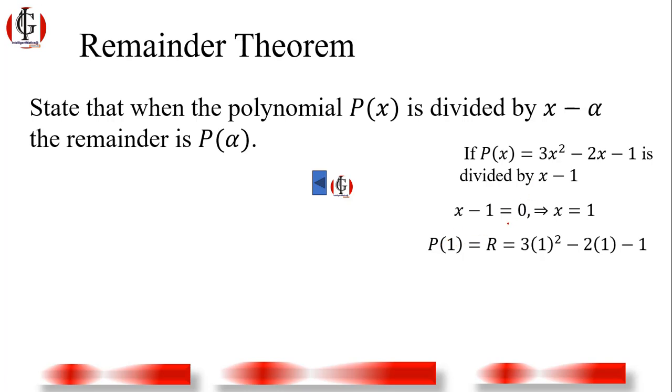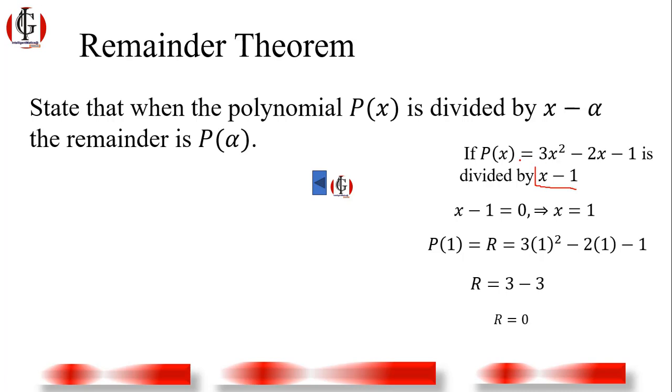P of 1 equals the remainder, which is going to be 3 into 1 raised to the power 2 minus 2 into 1 minus 1. This is going to give me 3 minus 2 minus 1, and that is giving me 3 minus 3, and the remainder equals 0. Now, what does this imply? If the remainder equals 0, it implies that x minus 1 is a factor of the polynomial 3x squared minus 2x minus 1.